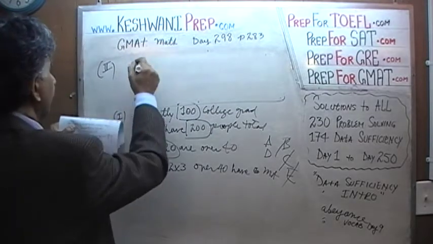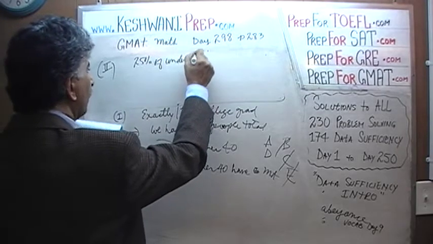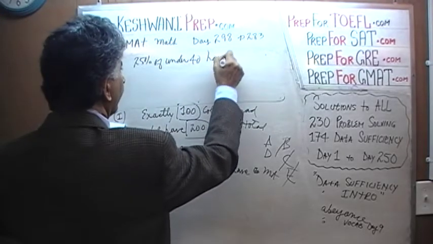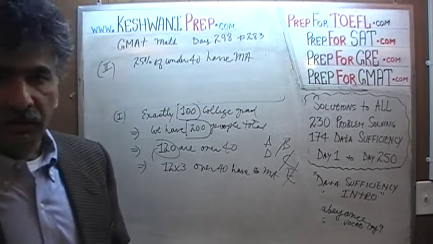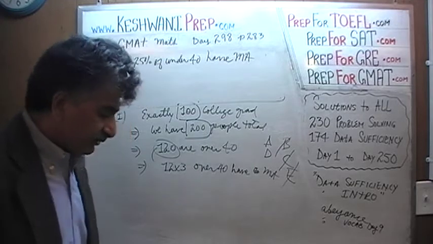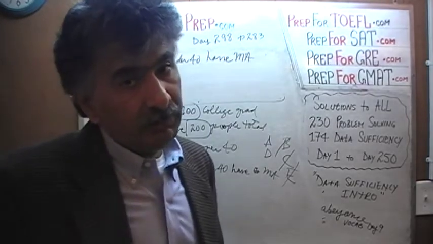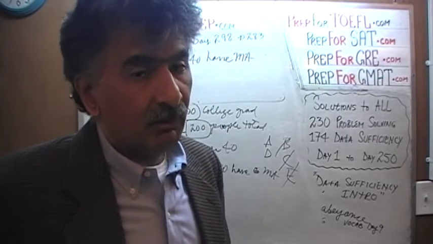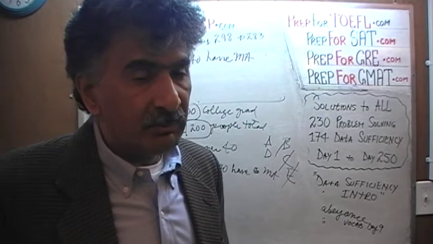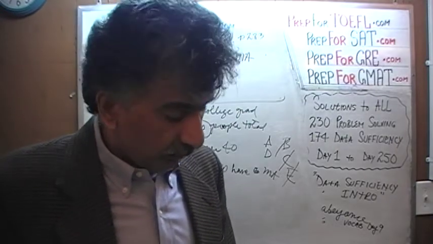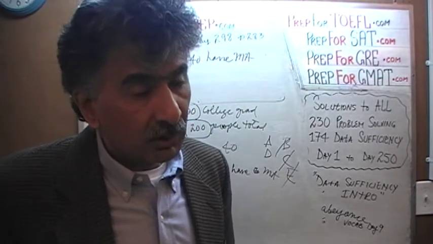In the second statement, they tell us that 25% of those under 40 have a master's degree. 25% of those under 40 have a master's degree, but this does not tell us at all how many people are over 40. We need to know how many people are over the age of 40. We have to somehow figure that out. Then and only then can we figure out how many people over the age of 40 have a master's degree, because the problem actually tells us that 30% of those who are over 40 have a master's degree.